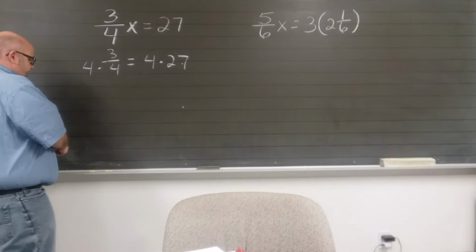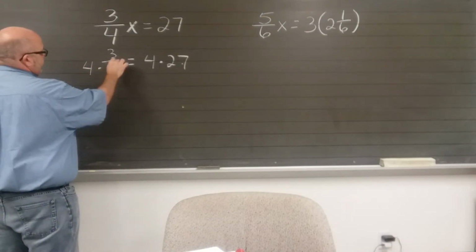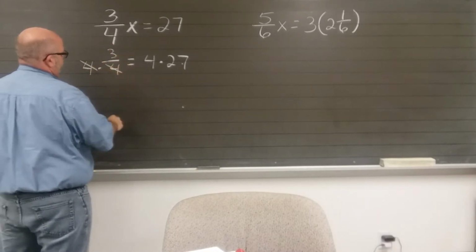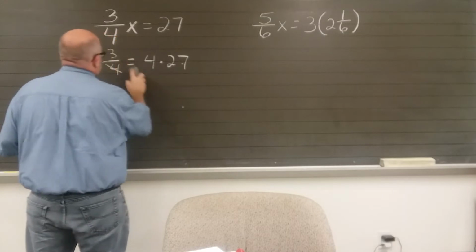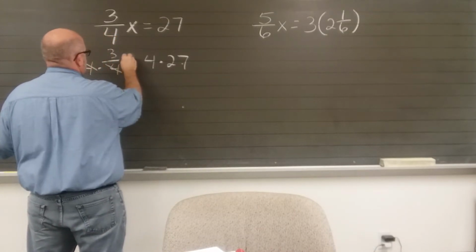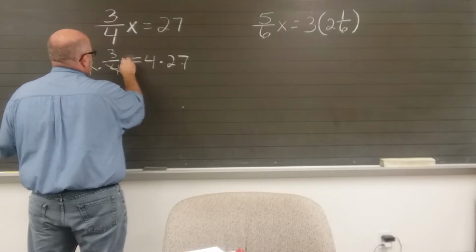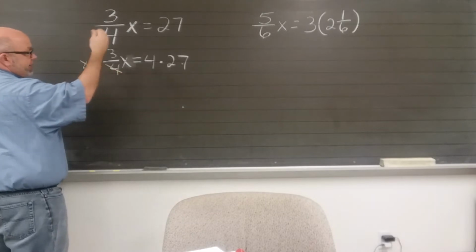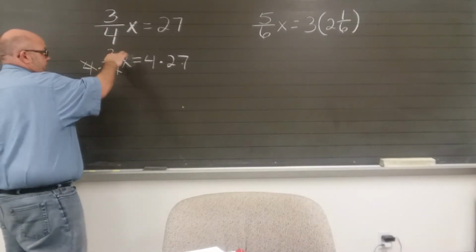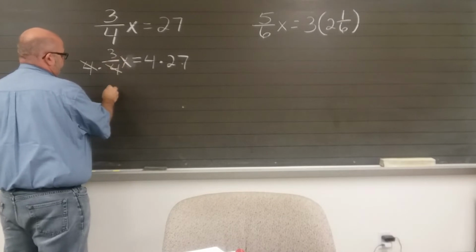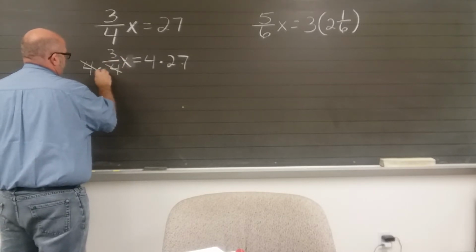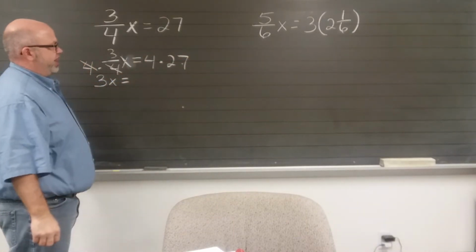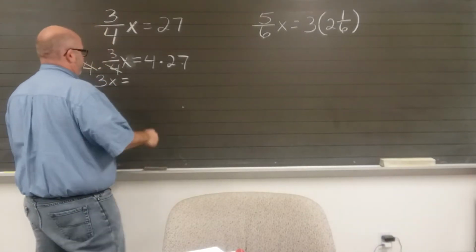Okay? Now that gets rid of the 4s. Divide by 4 times 4 gets rid of the 4s. So all that you, oops, we need to keep the x in here, sorry. The x stays in. All right, so now we have gotten rid of the 4s, and all we have left is what? 3x. Now we have gotten rid of the fraction. 3x equals, what's 4 times 27? 4 times 27 is 108.